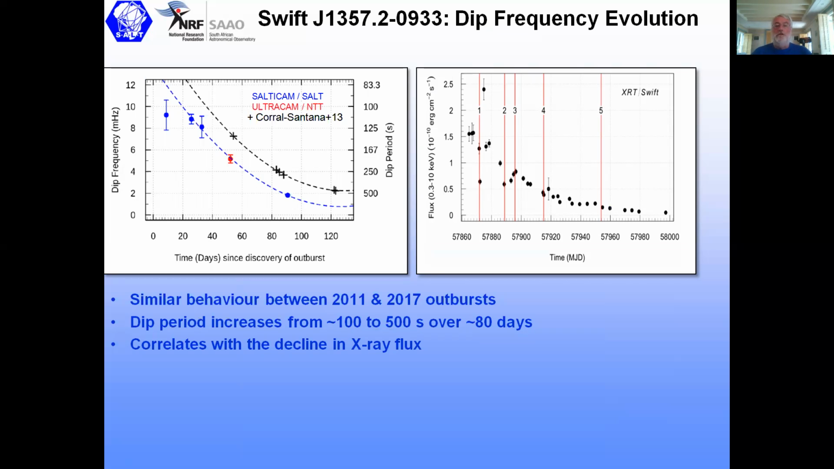On the right, the vertical lines numbered show where these observations occurred during the X-ray decline. And so the behavior is quite similar between the two times of outburst, although there is an offset between the 2011 and 2017 outbursts. And the dip period increases from 100 to about 500 seconds over about 80 days.